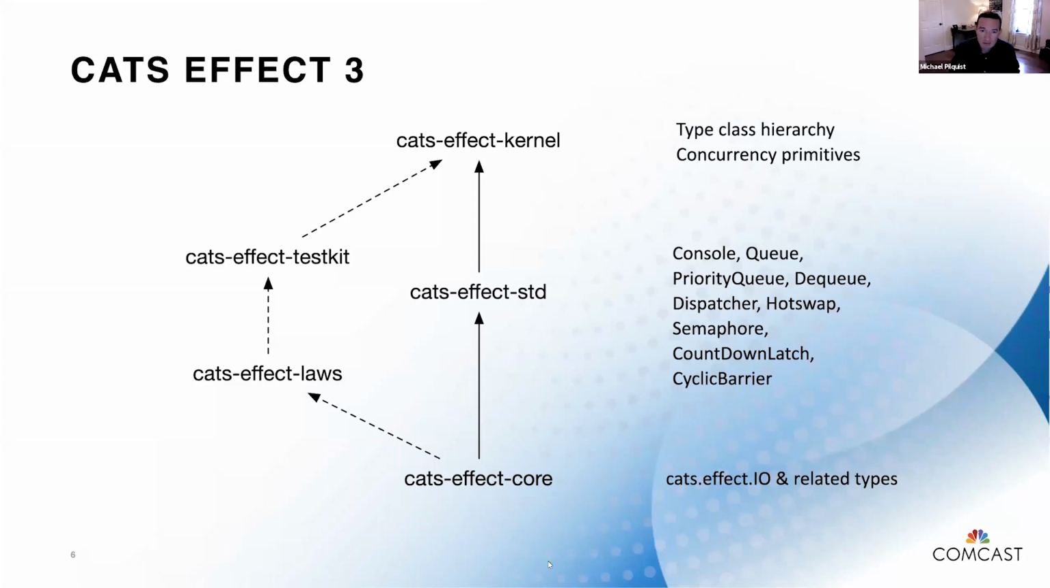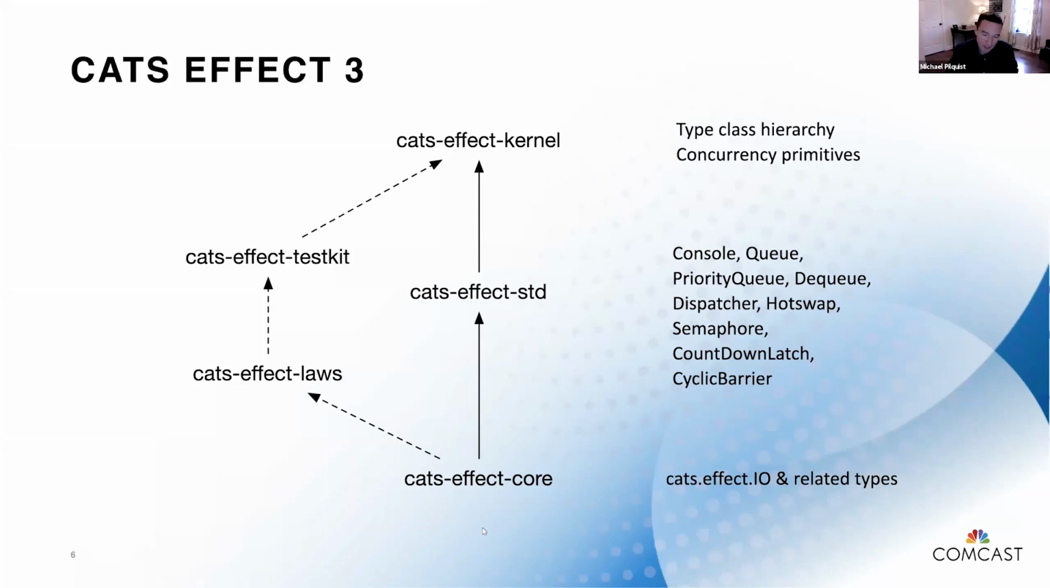At the other end of our set of jars here, we have Cats Effect core. And Cats Effect core is where we define the IO data type. It's also where we define sync IO, for anyone that's used sync IO. No longer is the IO data type part of our type class hierarchy.